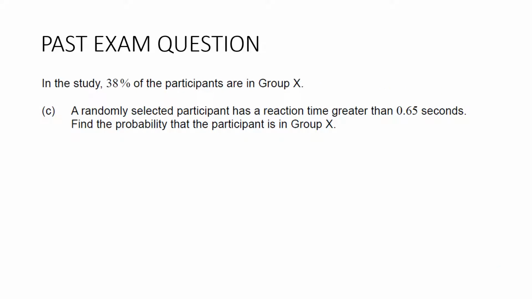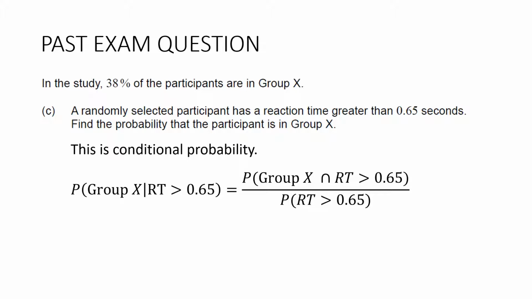In the study, 38% of the participants are in group X. C. A randomly selected participant has a reaction time greater than 0.65 seconds. Find the probability the participant is in group X. Now this is another very tricky question. This is actually to do with conditional probability. What it's saying is find the probability that the participant is in group X given they have a reaction time greater than 0.65 seconds. So this is what we want. Look at that. Probability they are in group X given their reaction time is greater than 0.65.